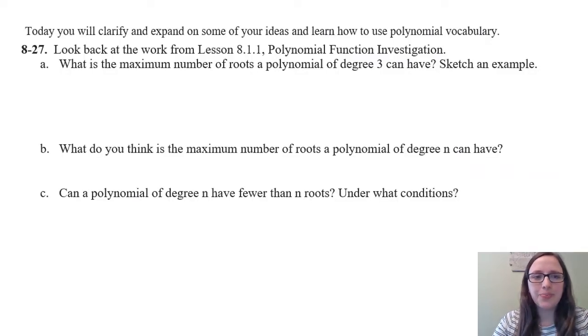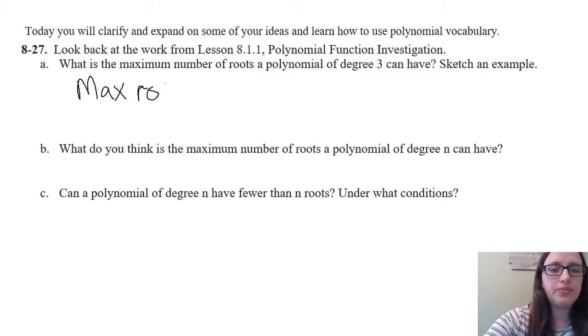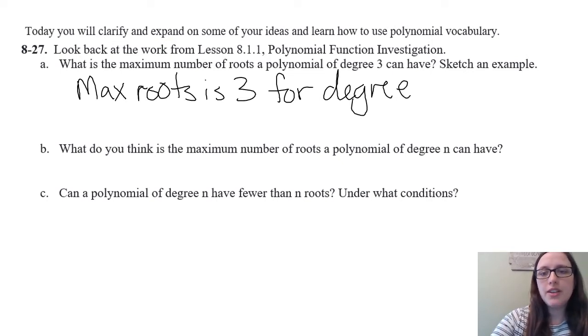All right, so today we're going to clarify and expand on some of the ideas that we learned from lesson 811. What is the maximum number of roots that a polynomial of degree 3 can have? The max roots would be 3. And the reason for that is a degree of 3 means that it could have 3 different factors, or maybe 2 different factors, but one of them bounces.